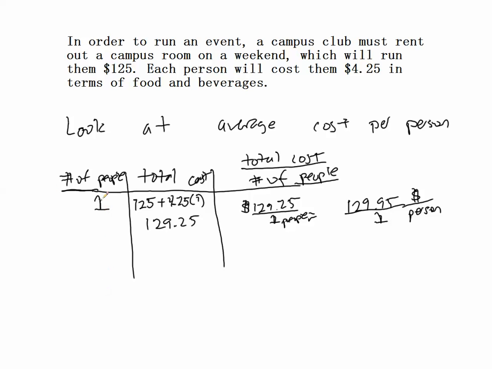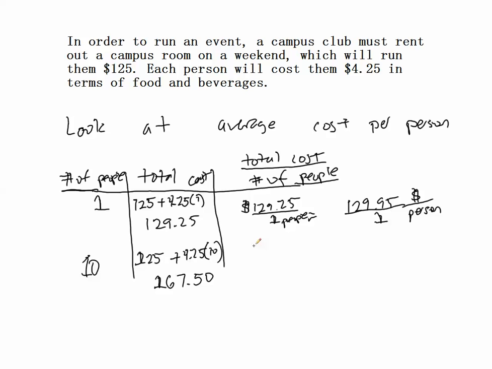As you probably know, we're going to build up this logic and say, well, suppose that 10 people attend. Well, that's going to be the 125 bucks, plus the $4.25, but that's applied for 10 people now, so I have to multiply that by 10. Well, 125 plus $42.50, which would be the total cost for all the people to attend, would be $167.50.